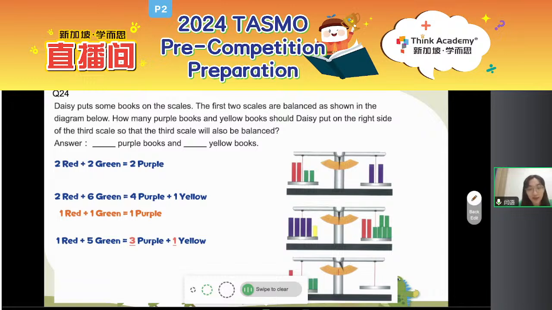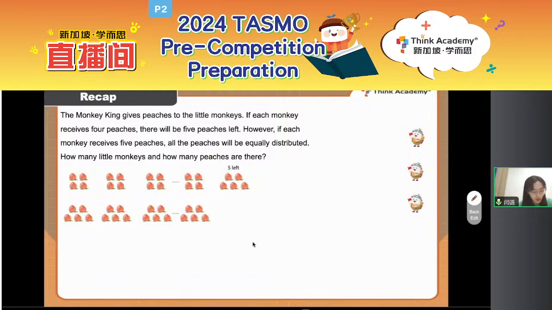Understand now? When you meet any scale weight problem, you just turn that into an equation, because with an equation, it is much easier for you to do the calculation part. So easy, right? Now let's move on to the last part.